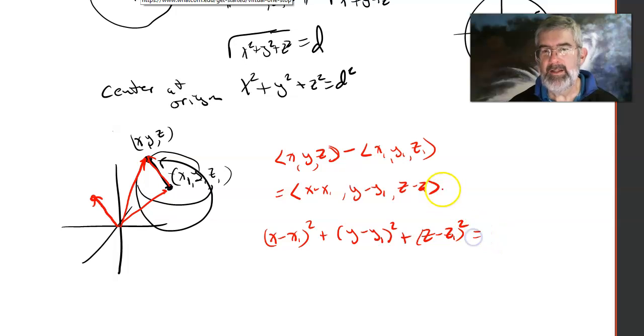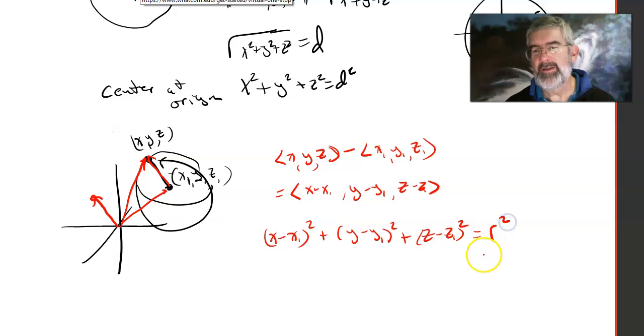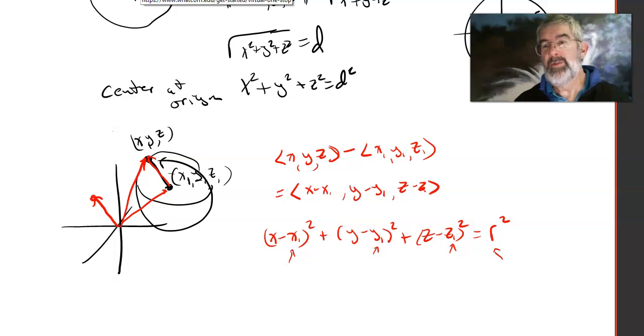And I want the square root of that to equal r, so I want this to equal r squared. If it's centered at the origin, it's essentially x minus 0 quantity squared plus y minus 0 quantity squared plus z minus 0 quantity squared. If it's centered at x1, y1, z1, then there's the x1, there's the y1, there's the z1, and of course there's the radius right there. So equations of spheres are reasonably easy to write down if you know the center and you know the radius.